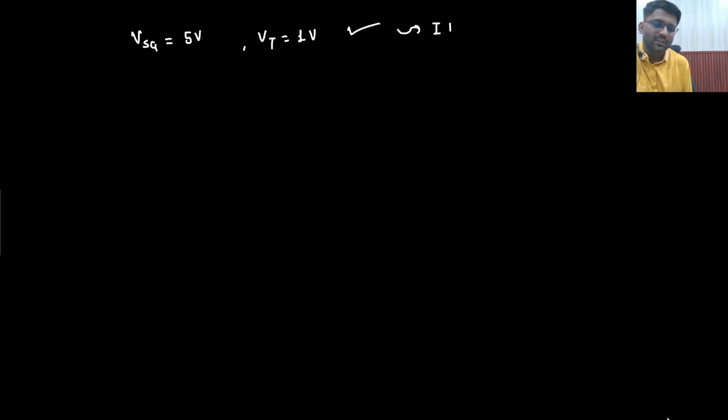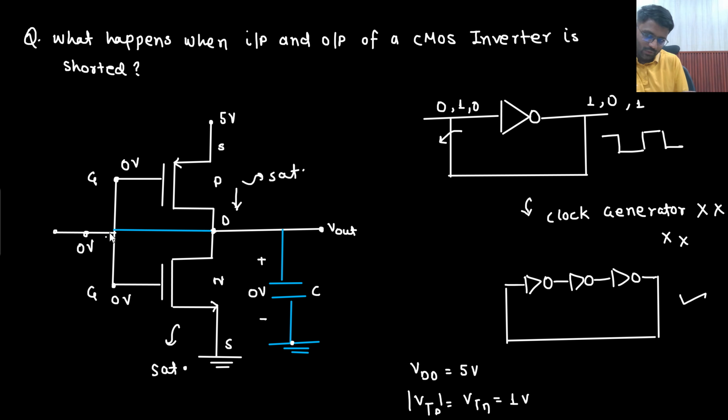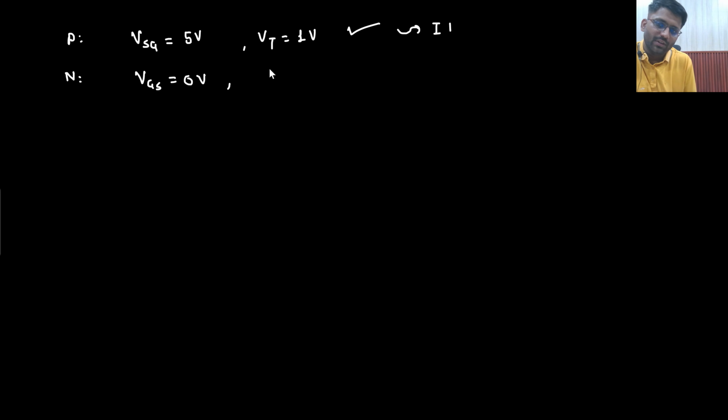What about the NMOS? This was the scenario for PMOS. What is the VGS value now? This 0 volt has reached here, so this is also 0 volt. Both grounded. VGS is 0 volt. What is the VT value? VT value is 1. What does that mean? It is off. That means it will drive 0 current.